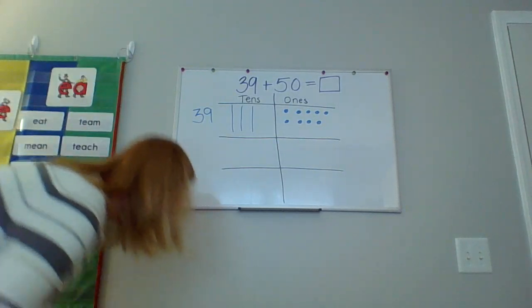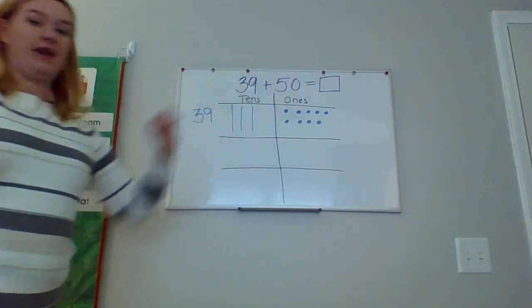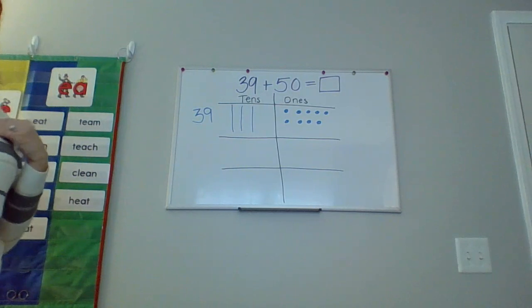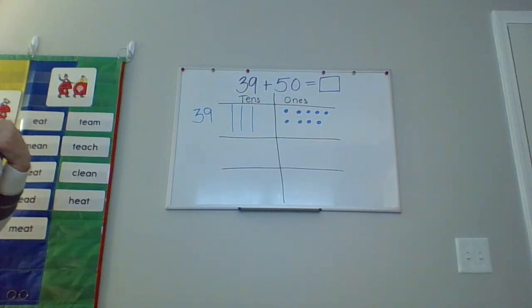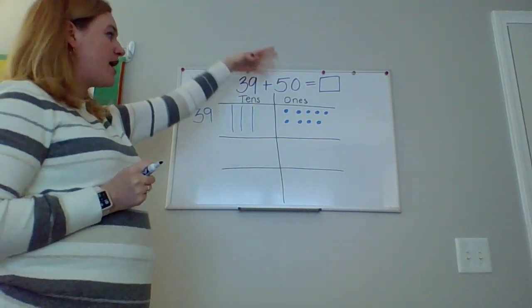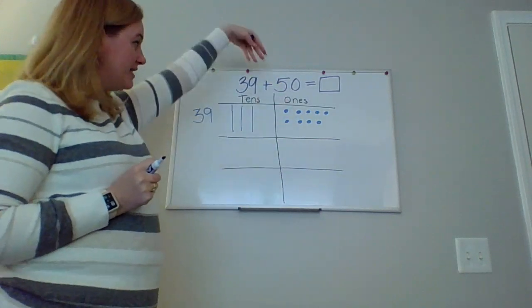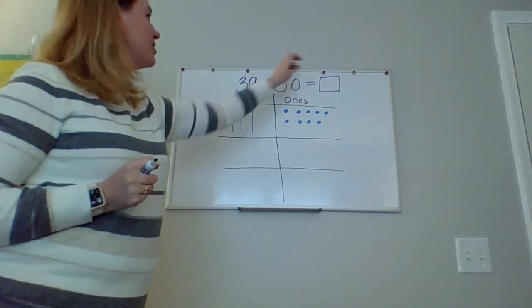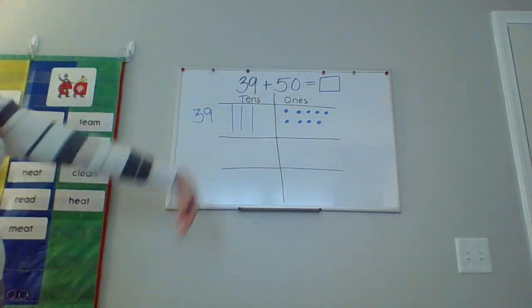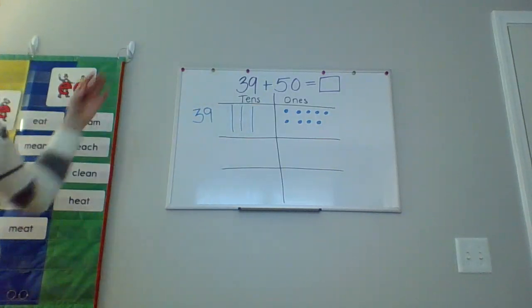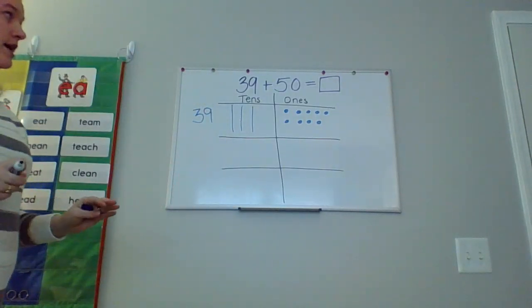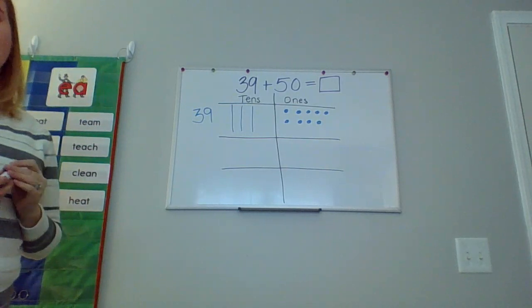Now I'm going to draw my second number. I know Big Ideas doesn't teach it to you this way, but I think this way helps you look at it easier. Making your equation go from horizontal to vertical, up and down. Now, how many ones are in the number 50?